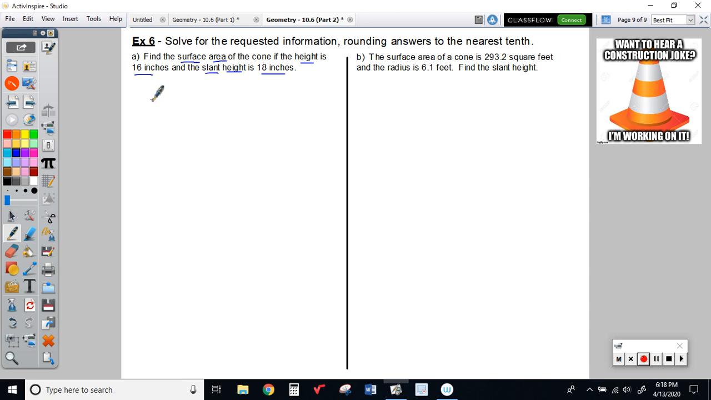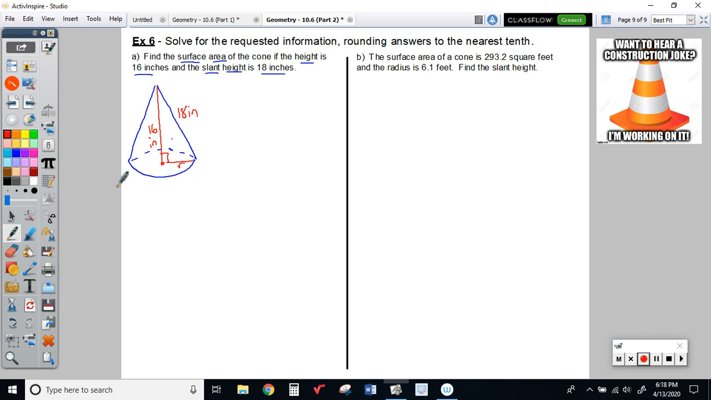So I think it's valuable to draw a picture on this one. So I'm going to draw a cone. And I'm thinking of the radius is unknown. I'm going to call it r. My height is a known quantity. It is 16 inches. And the slant height right here would be 18 inches.